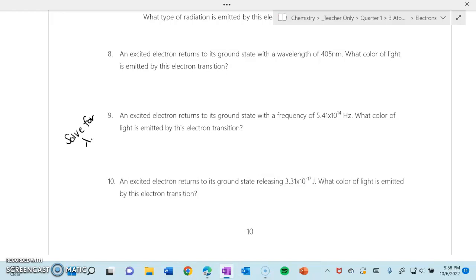Number 10, you'll use the equation that we derived because you will be given energy, and you need to find the wavelength so that you can tell what light color it is. So you'll be using the equation wavelength equals Planck's constant times speed of light divided by energy. That is going to be the helpful equation to find wavelength, and then just like we did in number 6, compare it to the electromagnetic spectrum and you will have the color of light.